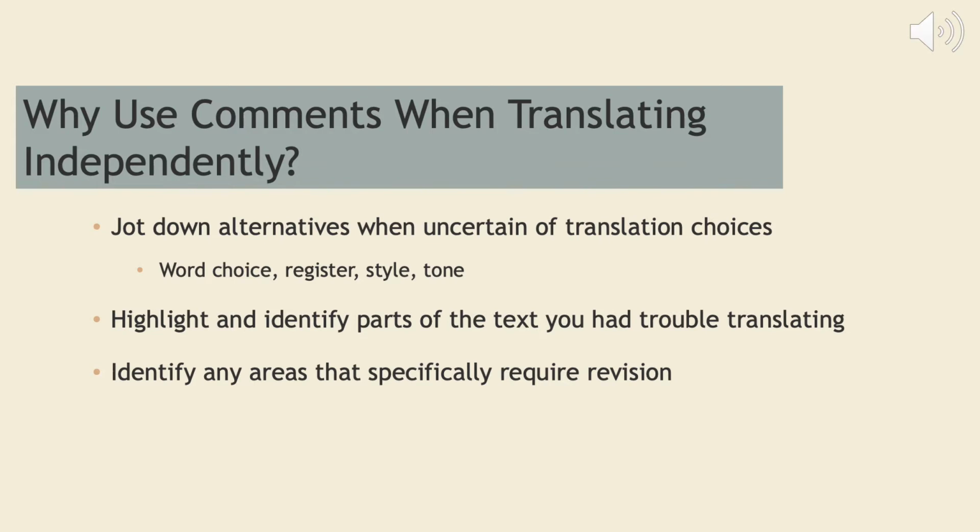For example, you may be translating a word from your source text that has multiple translations into your target language. So you may want to use a comment to list the different word choice alternatives in the margin instead of interrupting the text. You can also highlight and identify parts of the text that you had trouble translating the first time around, and just identify any areas of your translation that specifically require a little bit of attention.